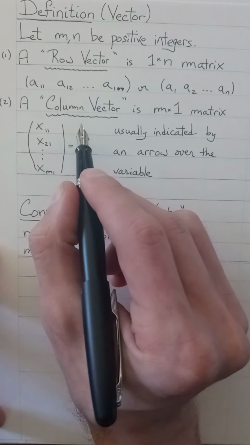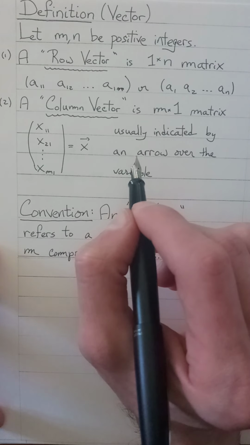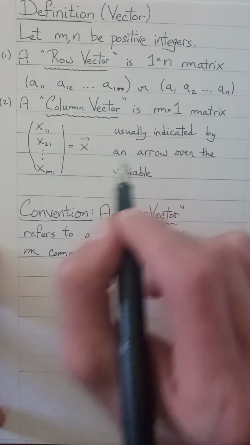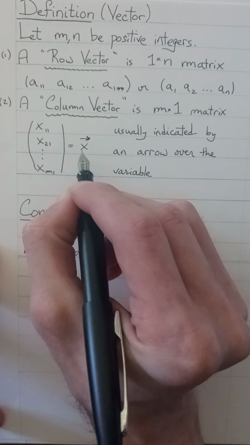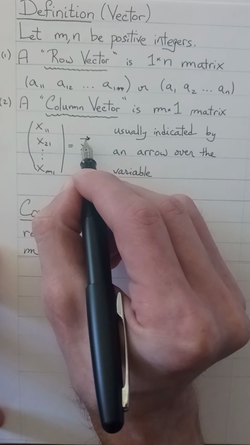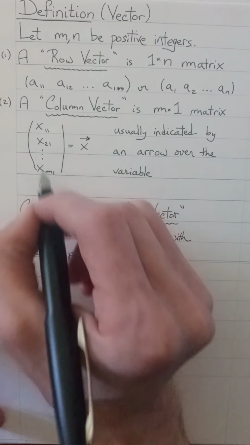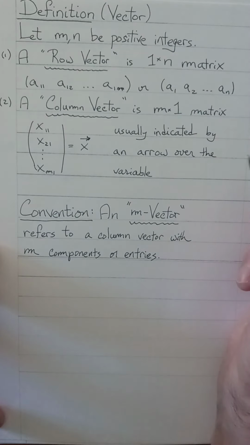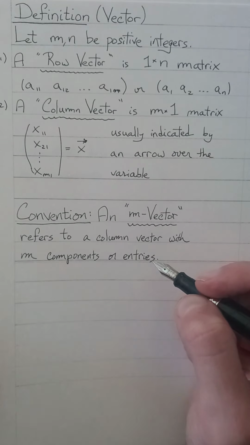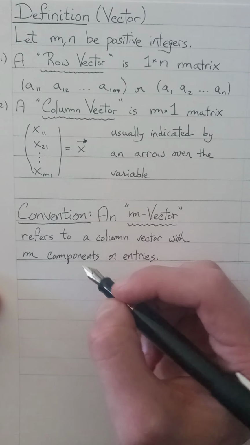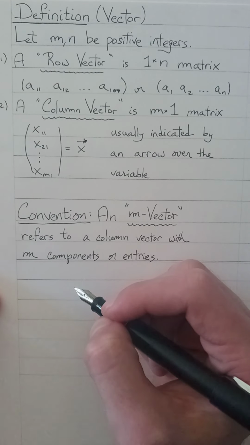And we also have a column vector, which is just an m by 1 matrix. This is the vector that we'll normally be working with if we work with vectors in the future. We indicate it by a lowercase letter with an arrow overhead. It's an m by 1 matrix, so it's a column of m numbers. Since we'll usually be working with column vectors, we will adopt the convention that an m vector refers to a column vector with m components or entries.